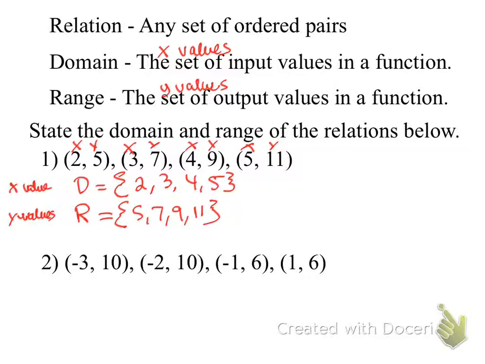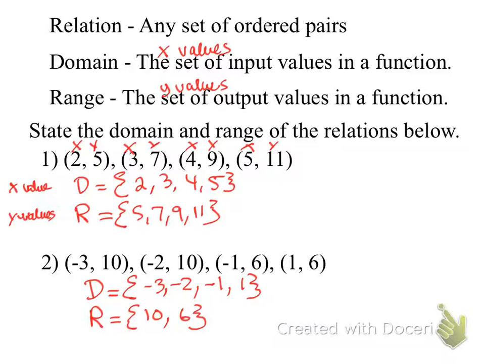So let's go with Litzy. What did you get for the domain? -3, -2, -1, and 1. Good. Kendall, what did you get for the range? 10, 10, 6. Okay, with this, we don't need to write the repeats. We're only listing the possible elements that could be the domain, so get rid of the repeat. I don't need to write 10 twice. There's only one 10. Does that make sense?